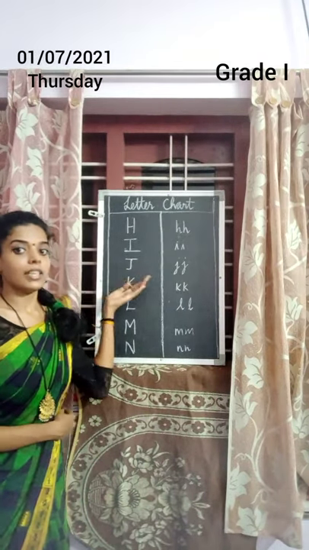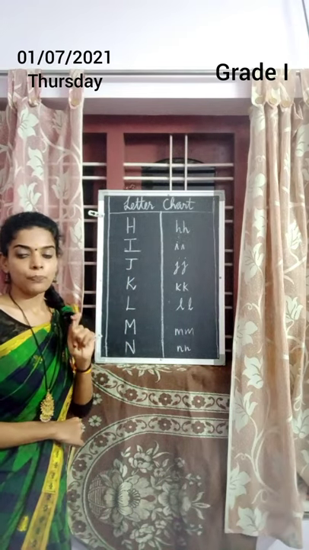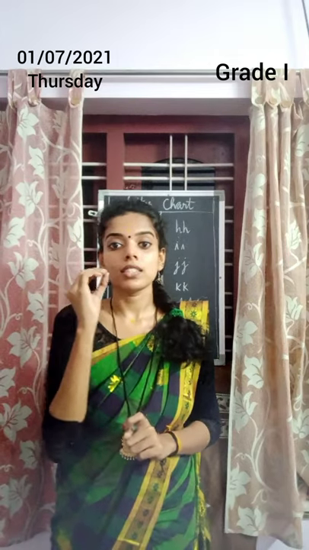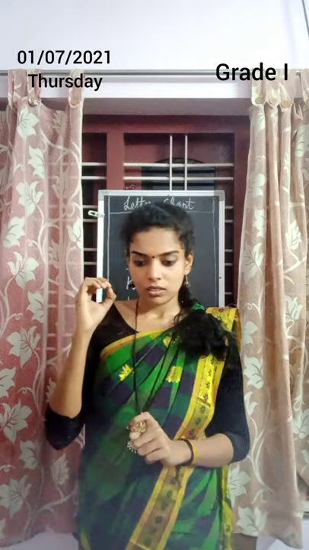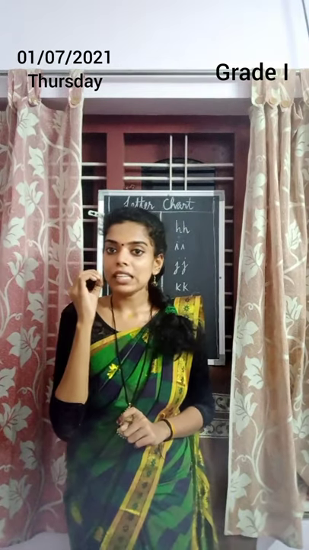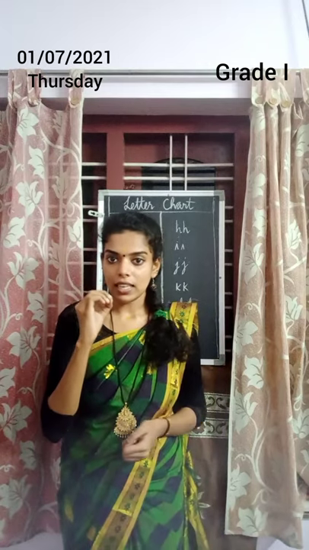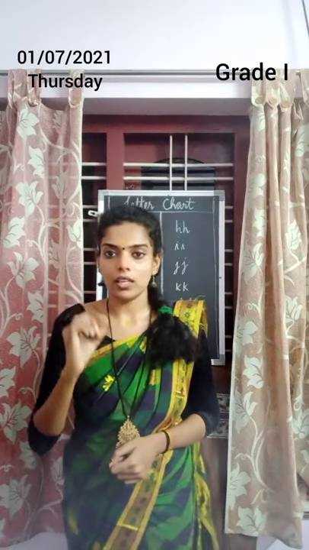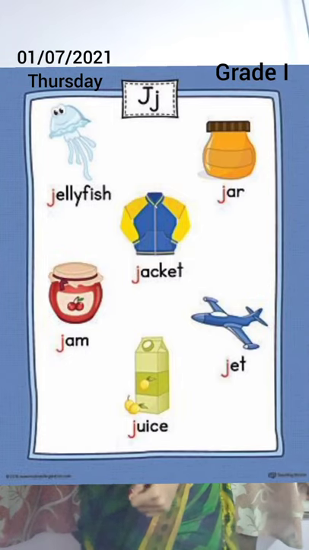What's the next alphabet? It's J. The sound of J is J. So the example is jar. J-A-R, jar. Jellyfish. J-E-L-L-Y-F-I-S-H. Jellyfish. Jacket.